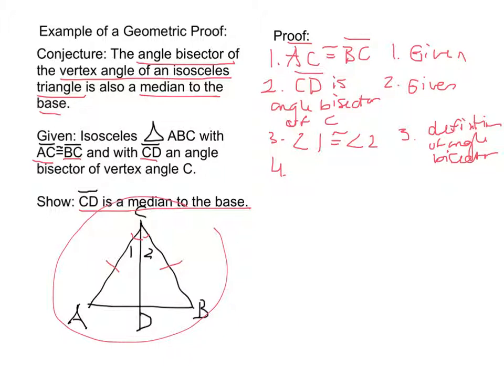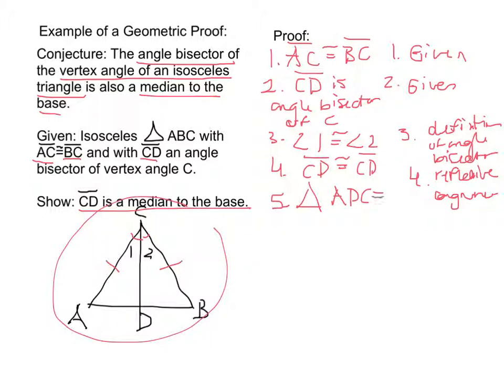And then we can say that segment CD is congruent to segment CD because of the reflexive property of congruence. And then we can say that triangle ADC is going to be congruent to triangle BDC by the SAS congruence postulate.